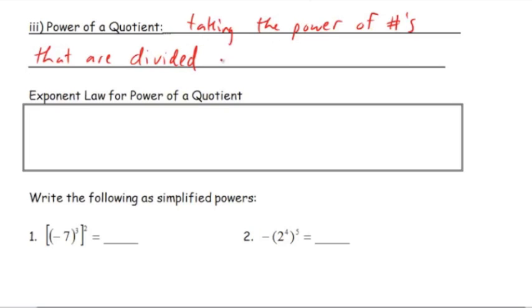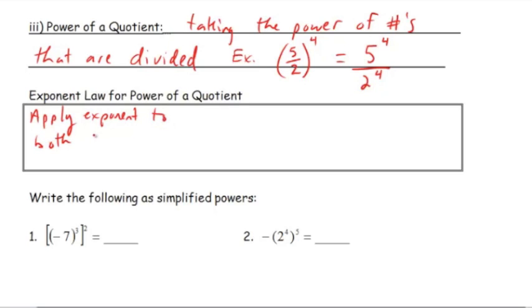In this case, a quick example: if you had 5 over 2 raised to the power of 4, we have to remember that the 5 over 2 is in brackets, so we can rewrite this as 5 to the power of 4 over 2 to the power of 4. Very similar to our power of a product. In this one we're going to apply the exponent to both bases in the division.